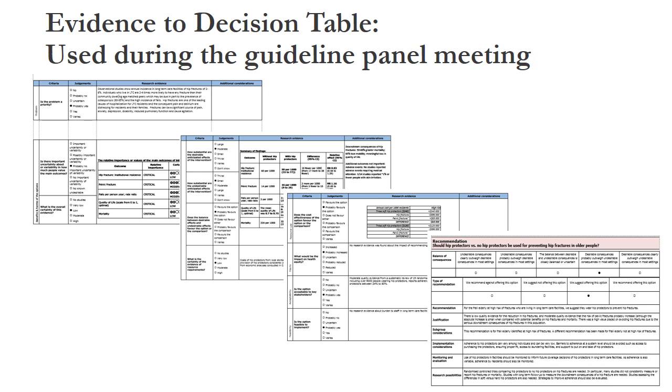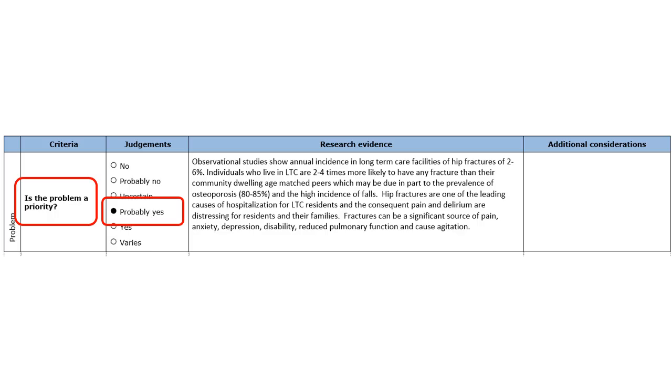So the methods group searched for evidence and information for all of the factors and filled in the table. Here is the evidence to decision table, and I will take you through how the table was used by the panel to make their final decision. First, the panel agreed that hip fractures is probably a high priority issue in the frail elderly, as hip fractures occur in up to 6% of people. And in particular, they discussed a major concern of hip fractures as the serious long-term consequences.